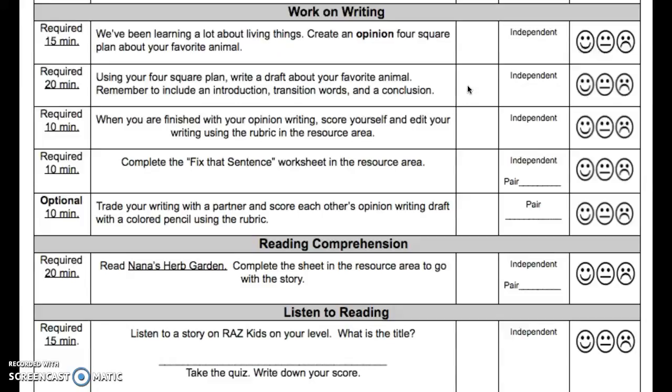Required for 10 minutes. When you are finished with your opinion writing, score yourself and edit your writing using the rubric in the resource area. Independent, reflect when you're done.